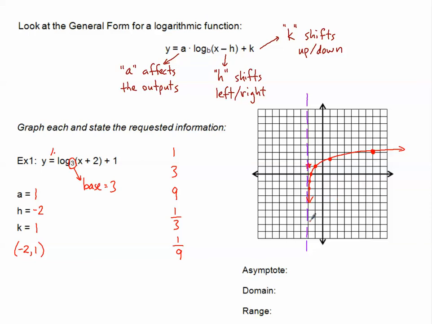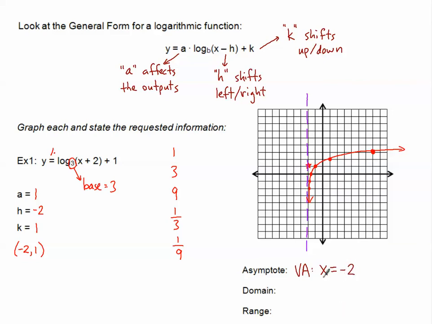This type of curve increases very fast at first, and then, though it's increasing the rest of the way, it sort of slows down. But it is still increasing forever. Let's talk about the pieces of information. We do have an asymptote in this case, and it is a vertical asymptote, and that is the equation x equals negative 2.